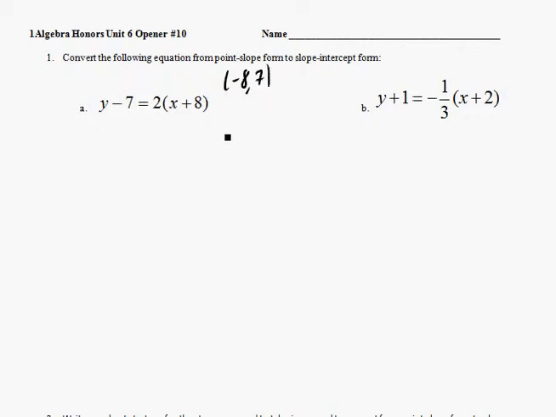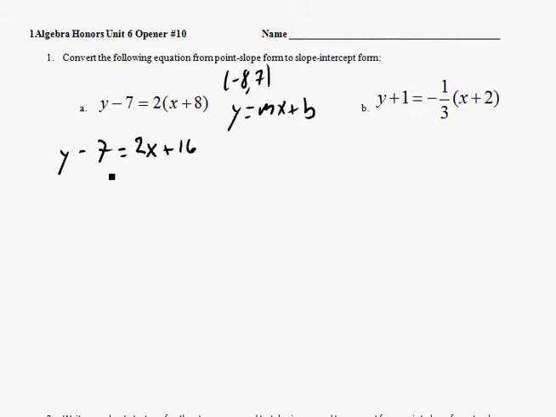Now, to put the equation in slope-intercept form, we want to put the equation in the form y equals mx plus b. So, an equation in slope-intercept form has y isolated. You will also notice that on the right side, the mx plus b has no parentheses. So in order to take this equation in point-slope form and write it in slope-intercept form, the first thing I will do is distribute the 2 in order to eliminate the parentheses. So that would be 2x plus 16.